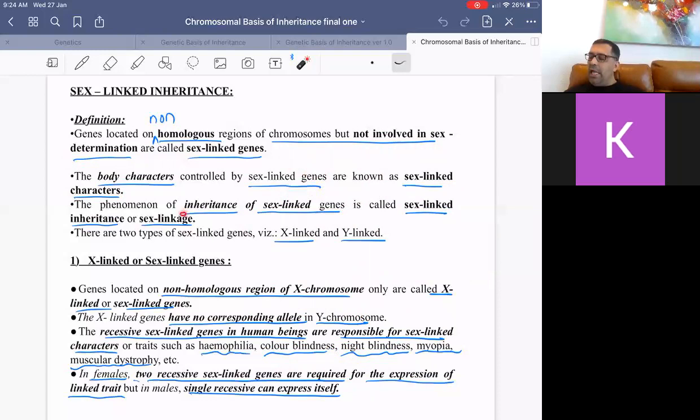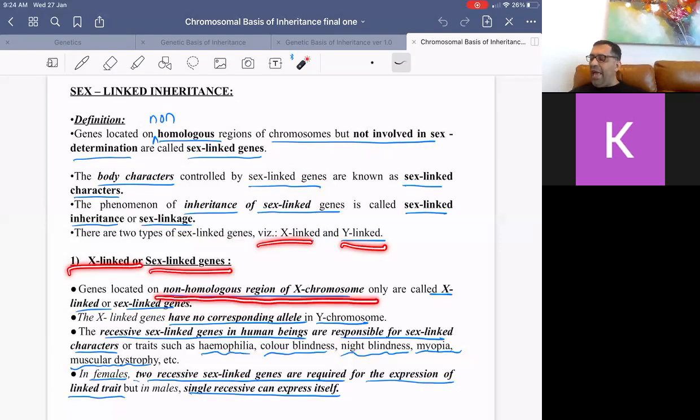There are two types of sex-linked genes, X-linked and Y-linked. So, X-linked or Y-linked, these are the two types of sex-linked genes. X-linked or sex-linked genes: genes located on the non-homologous region of the X chromosome only are called X-linked or sex-linked genes.